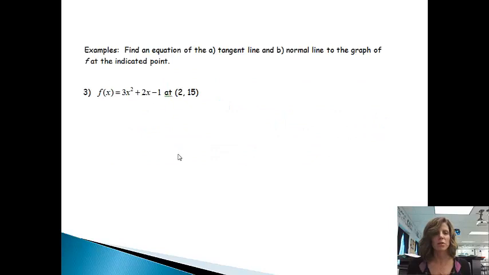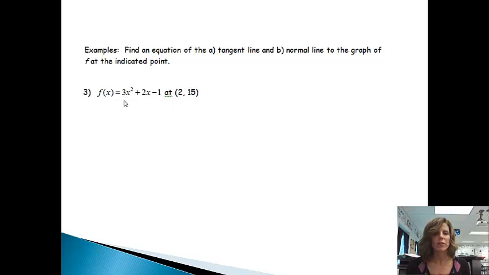So let's look at this first example. We will be finding an equation of the tangent line and then the normal line to the graph of f at the indicated point. Our first function is f of x equals 3x squared plus 2x minus 1 at the point (2, 15). Some of these problems you'll be able to use your calculator on, and some of them you won't. It will say in the directions. This one we're going to do non-calculator. So let's go ahead and get started.